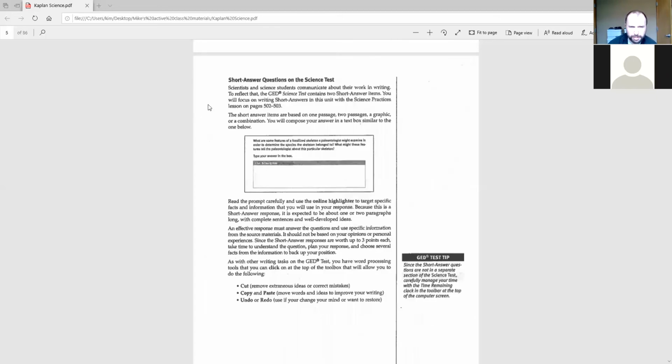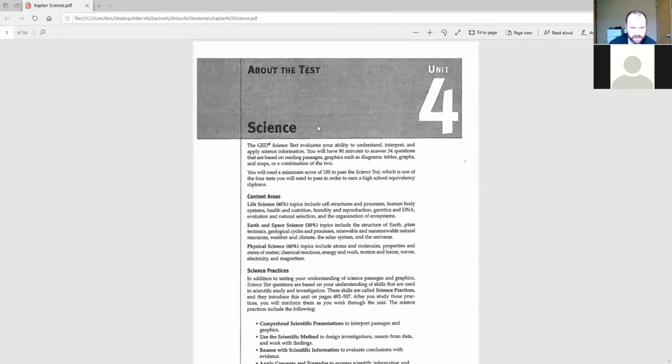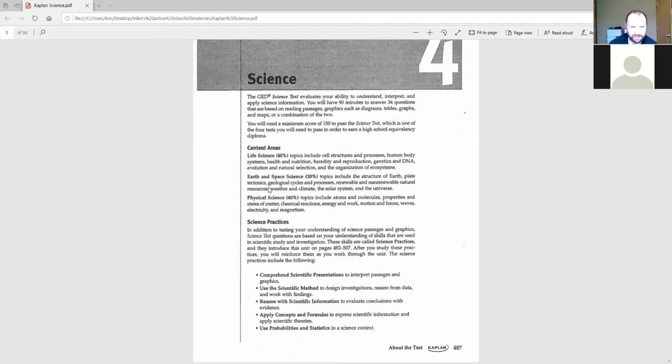Let me scroll back up to the top of this real quickly, so I can go over a quick rundown of everything. The science test is broken down into these categories: 40% of the content is based around life sciences and 40% is based around physical science. So biology, physics, chemistry make a big chunk of the test. And only 20% of the test deals with earth and space science, so astronomy and geology. Not a very big portion of the test.